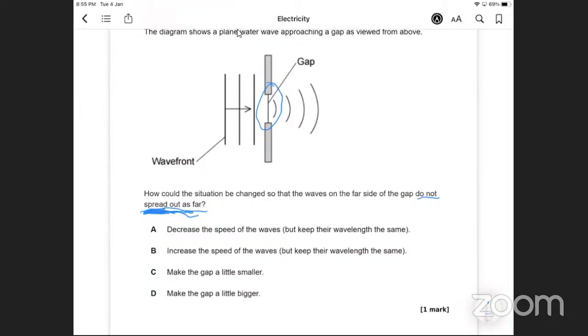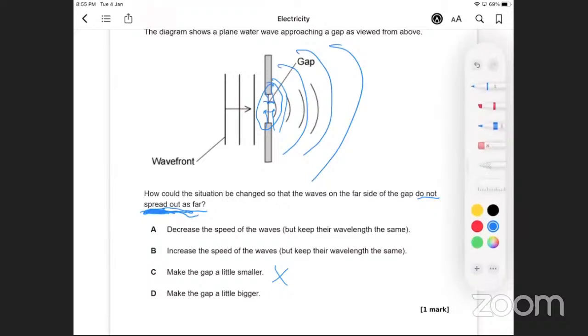Right. So I've seen most of your answers. The ones that said C, that is wrong. Make the gap a little smaller. Remember, when you make the gap smaller, your waves become more circular. So if we decrease the gap, your waves become circular, so they're spreading out now further. Are we following? Does that make sense? Yes, sir.